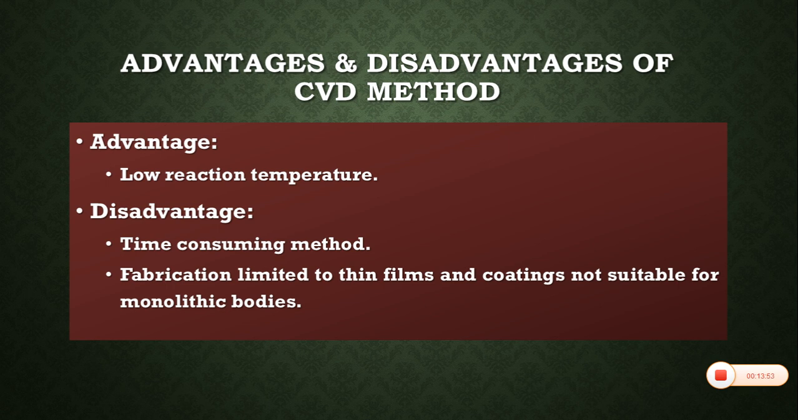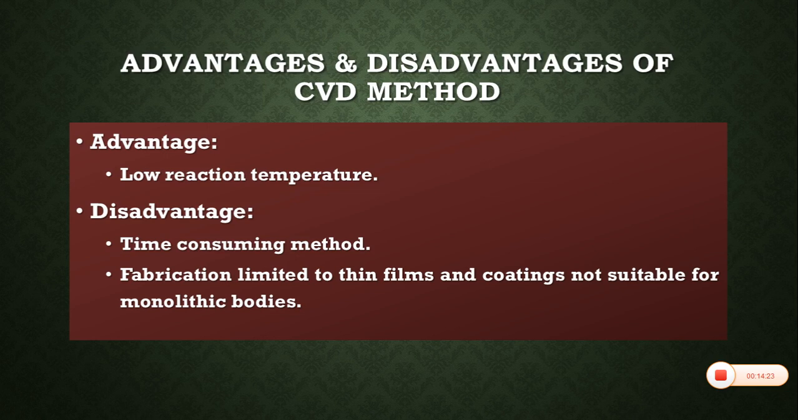Now comes the disadvantage. The main disadvantage of the chemical vapor deposition method is that it is very time consuming. The material deposition rate is about 1 to 100 meter of thickness of the film per hour. This makes the process very time consuming as well as expensive for the production of monolithic bodies.